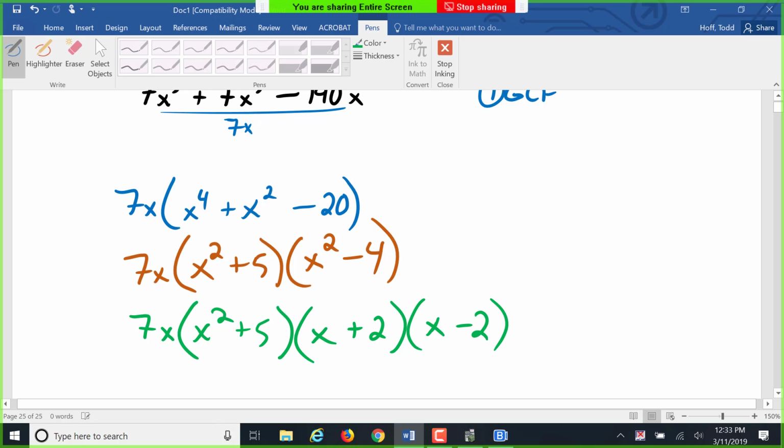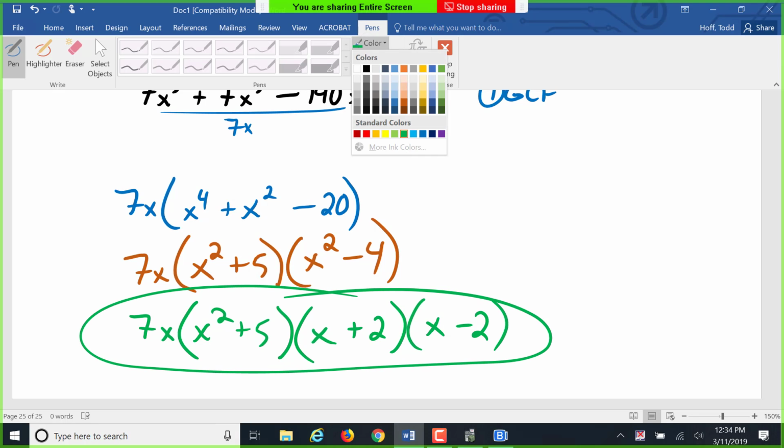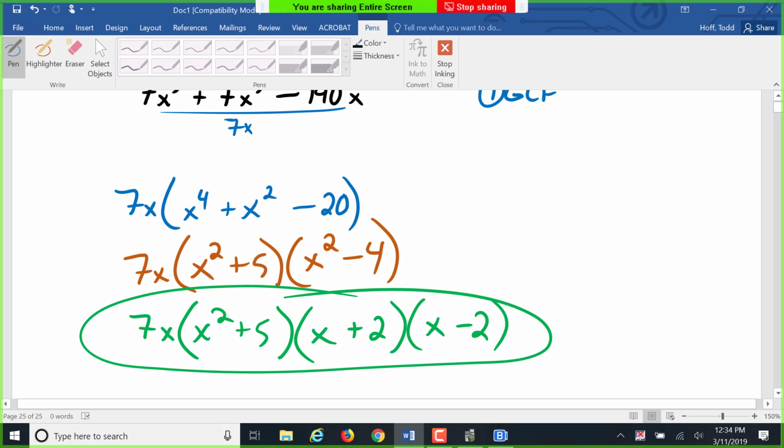Plus 2 and minus 2. Perfect. Because that negative 4 is 2 squared, and it's a sum and difference product, plus and minus. That should be it. Any questions there?